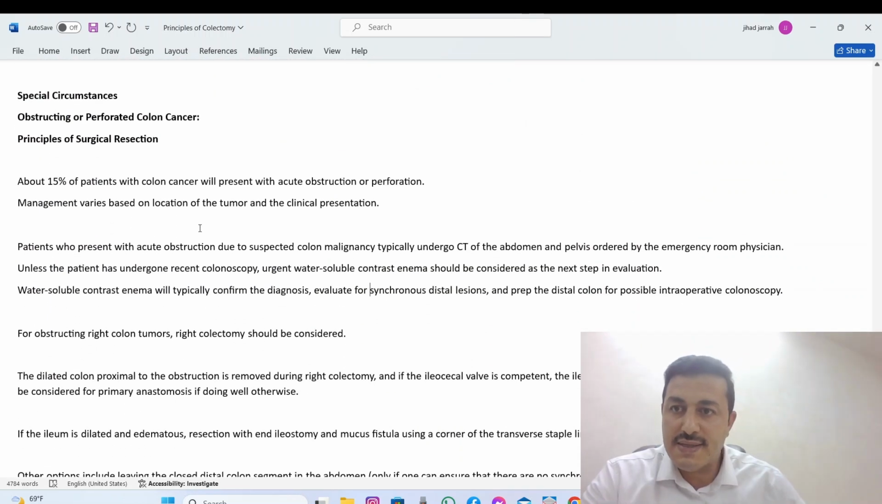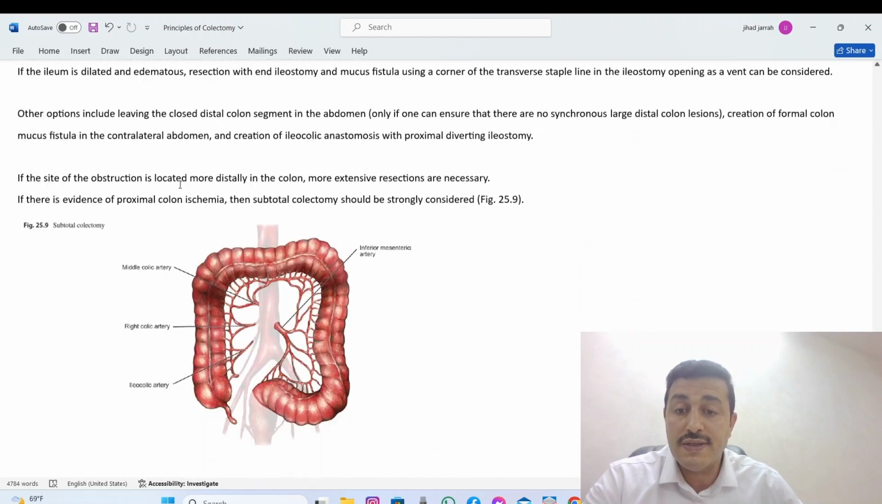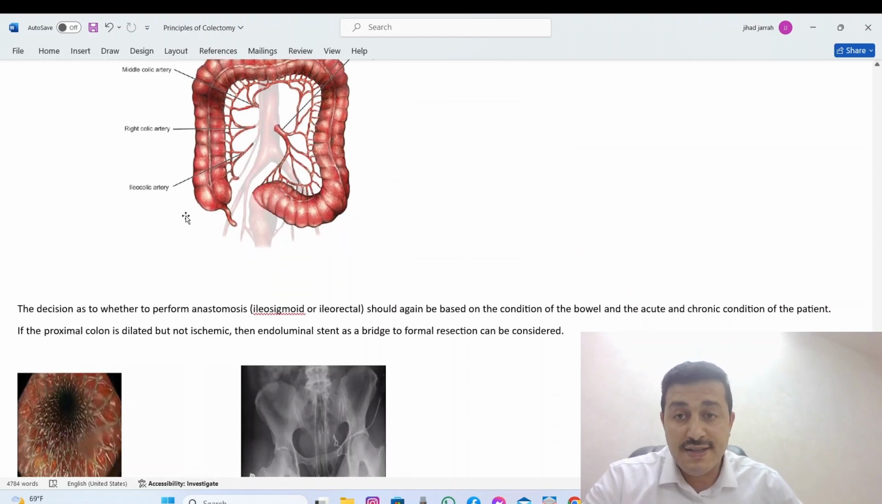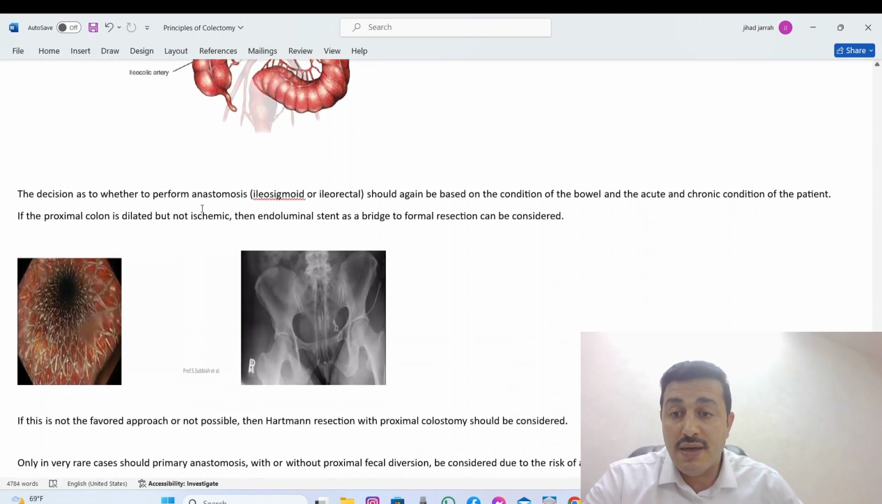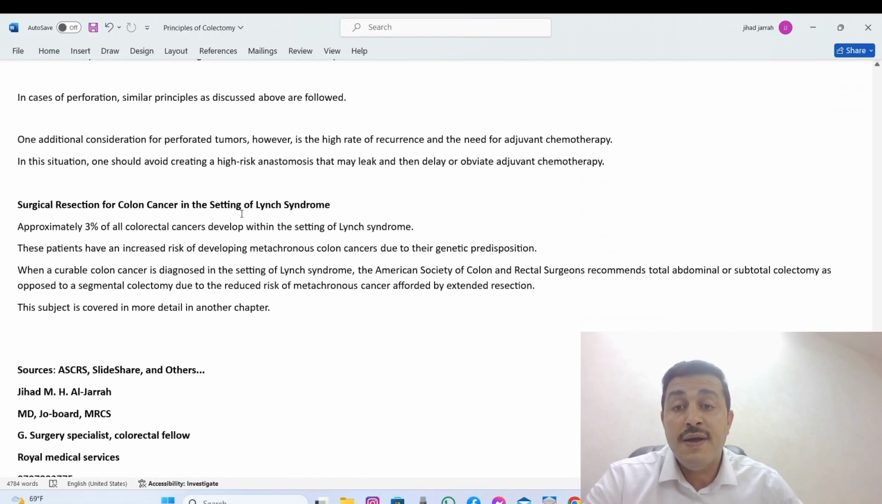Okay, special circumstances: we already discussed this issue in the lecture on intestinal obstruction, and we discussed the principles of colectomies in cases of intestinal obstruction. A nice lecture, I advise you to watch it. One of the variants is to proceed with total abdominal colectomy. This is the endoluminal stent, which can be a bridge for formal resection.